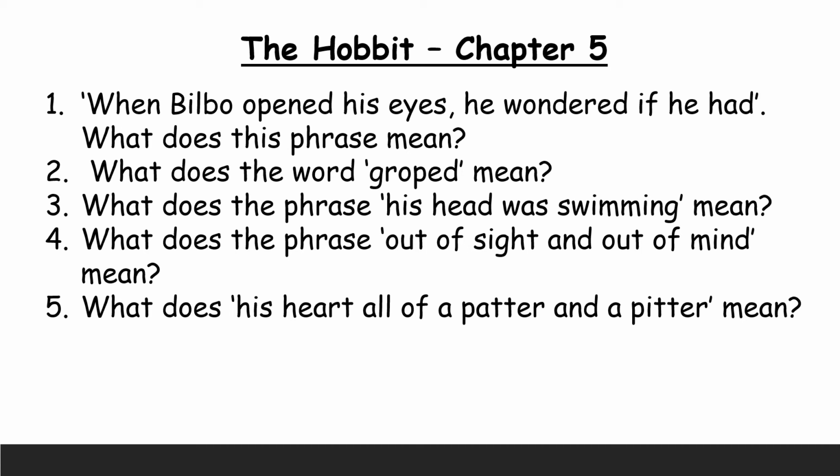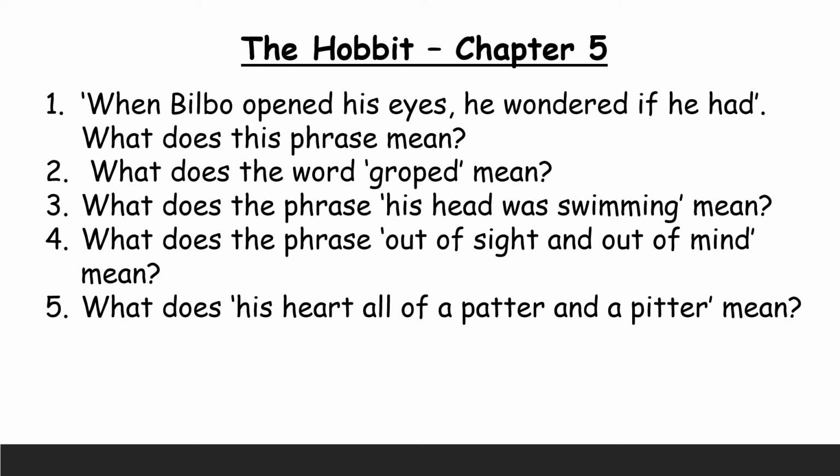So for example, this first one: "when Bilbo opened his eyes, he wondered if he had." And your question is, what does this phrase mean? Obviously, you're not just telling me what it literally means, you're telling me what it really means. For example, if you say something like, "this shows that Bilbo's eyes were open," that's just you reiterating what the statement said. You might say something like, "the place was so dark that Bilbo questioned whether or not his eyes were open." Okay, you've got to show me that you understand what that sentence really means, not just absolute simple basic.